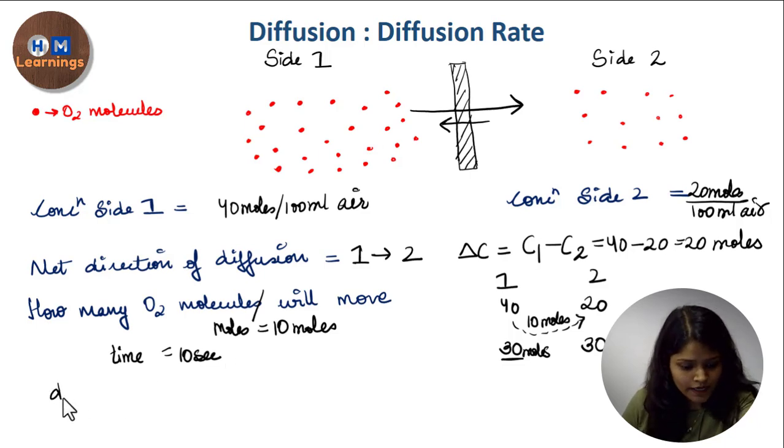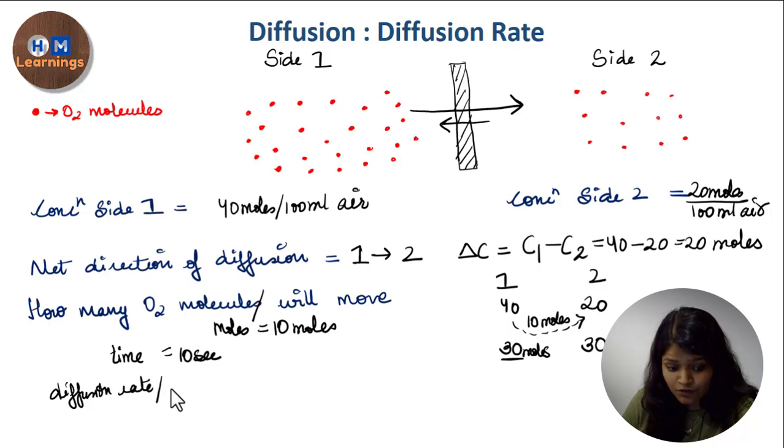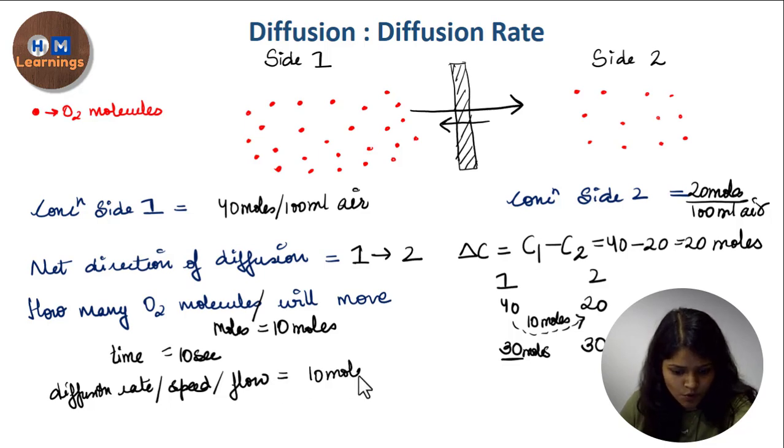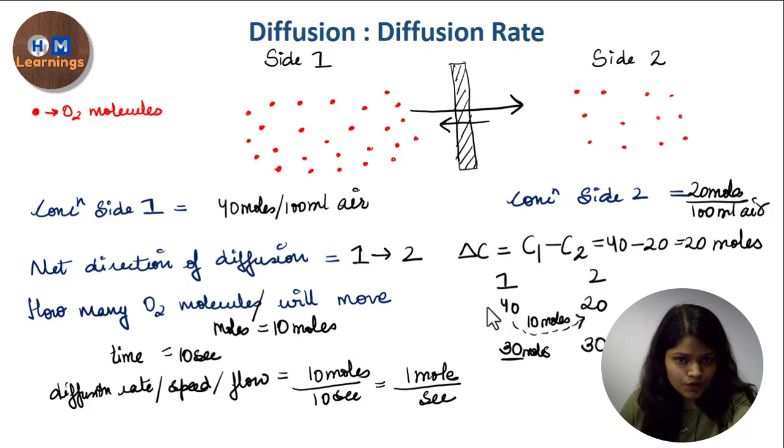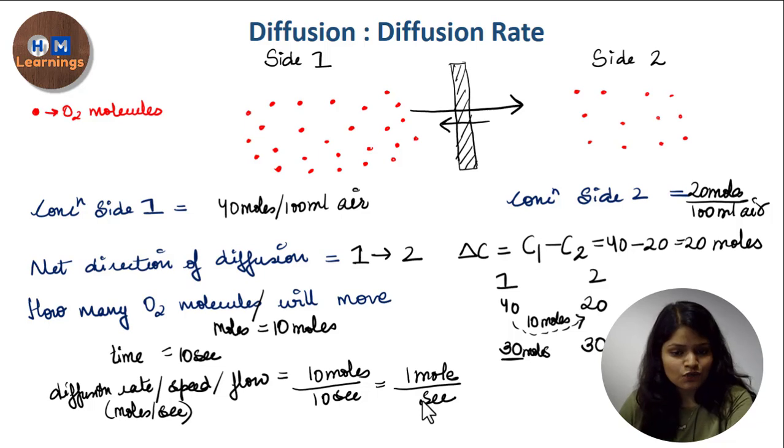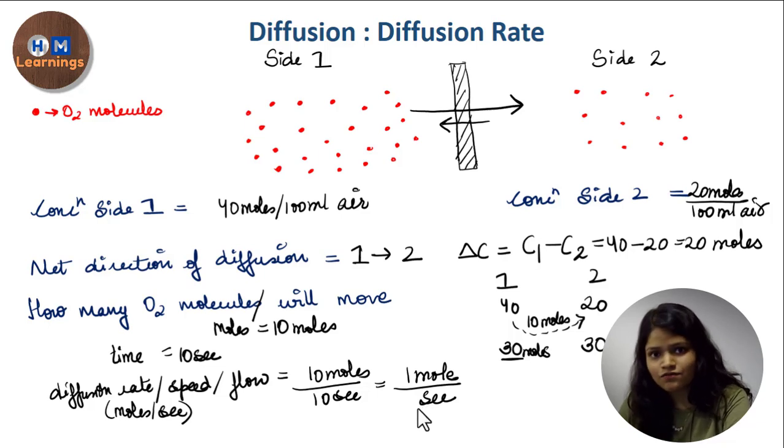So how can you calculate the diffusion rate, or the speed of the diffusion, or the flow? It is defined as 10 moles transferred in 10 seconds. So that means 1 mole per second has transferred from side 1 to side 2. This is what is called the diffusion rate, which is written as moles per second. This is how we define the diffusion rate.